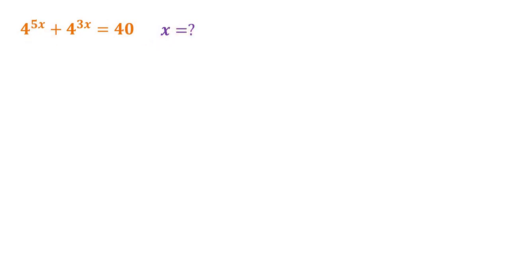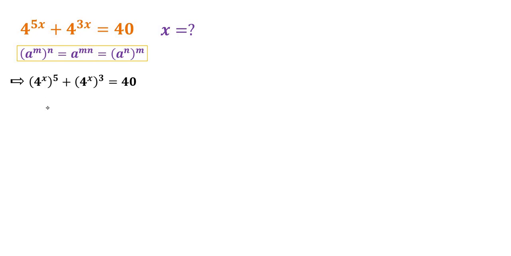First of all, we apply the rule (a to the power of n) to the power of m is equal to a to the power of m times n. It's equal to (a to the power of m) to the power of n. So we have 5 times x here, 3 times x here, and m times n here. So the original equation goes to (4 to the power of x) to the power of 5 plus (4 to the power of x) to the power of 3 is equal to 40.